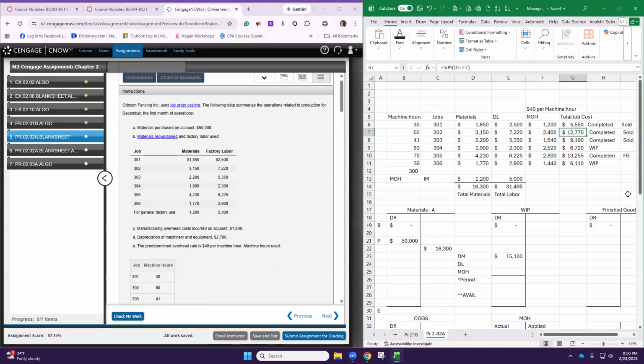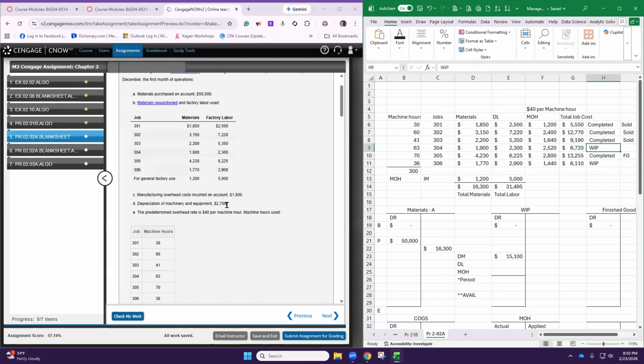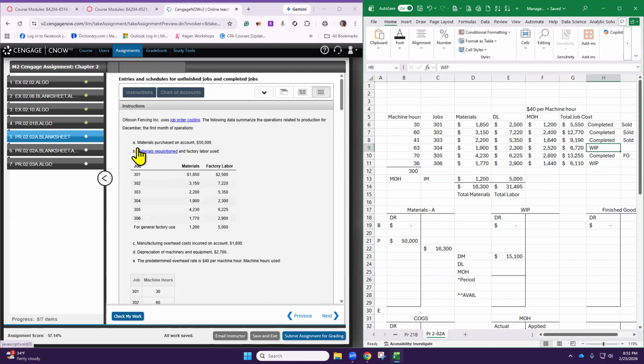And then they told me that jobs 1, 2, 3, and 5 were completed, which means they all go out of work in process into finished goods. And then they said that jobs 1, 2, and 3 were sold. So that means that job 305 is still in finished goods, and jobs 304 and 306 are still in work in process. Okay. So the first entry we're going to make, now we're going to figure some things out.